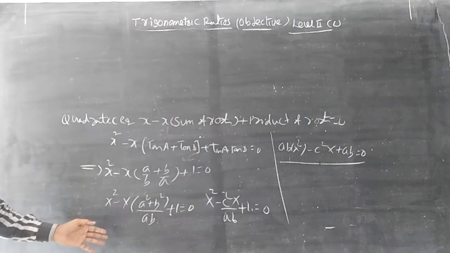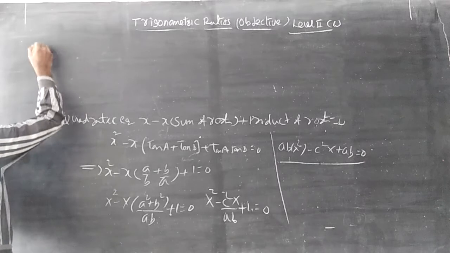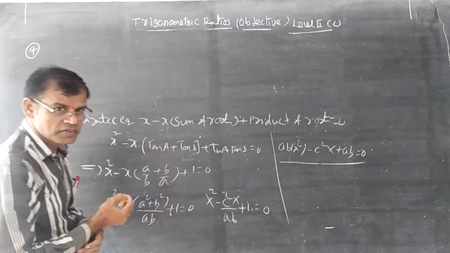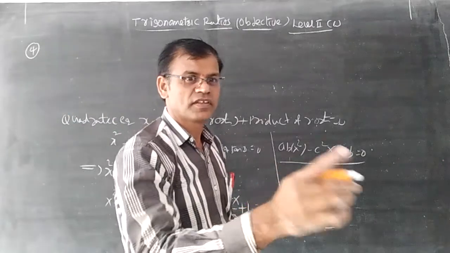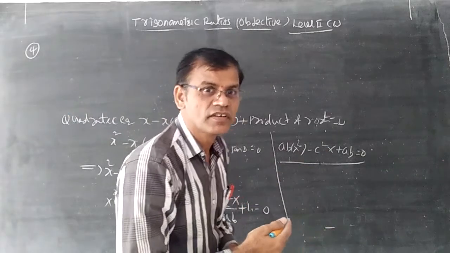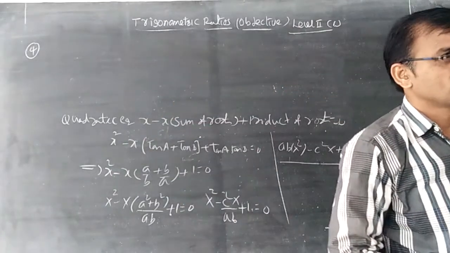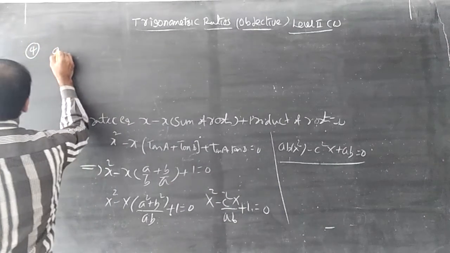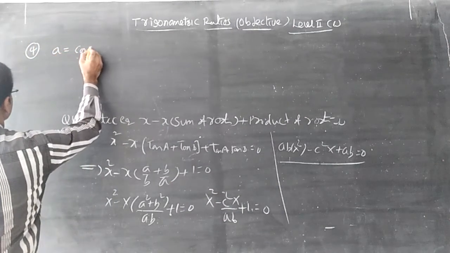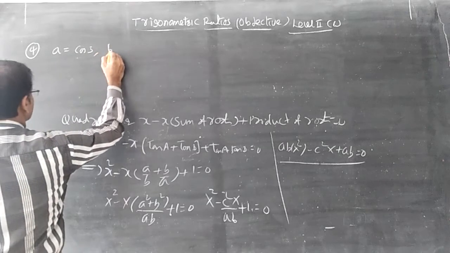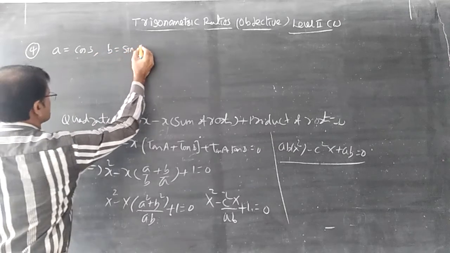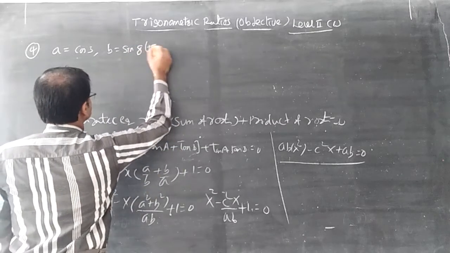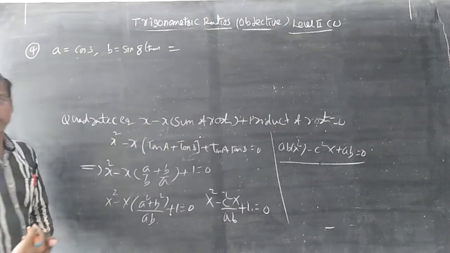Right. Completed. Good. Fourth question. Read the fourth question. If a is equal to cos 3 and b is equal to sin 8, yes.